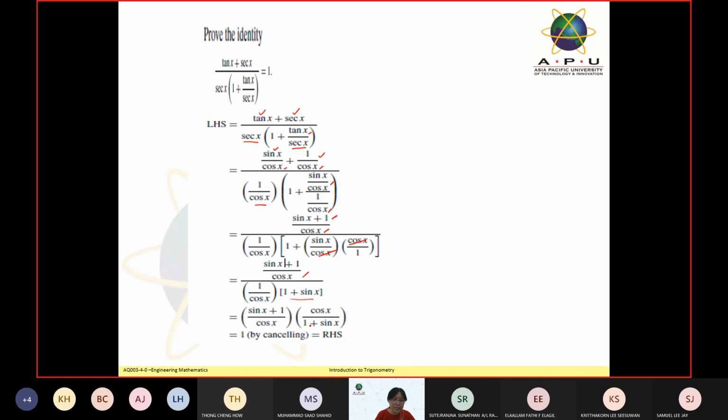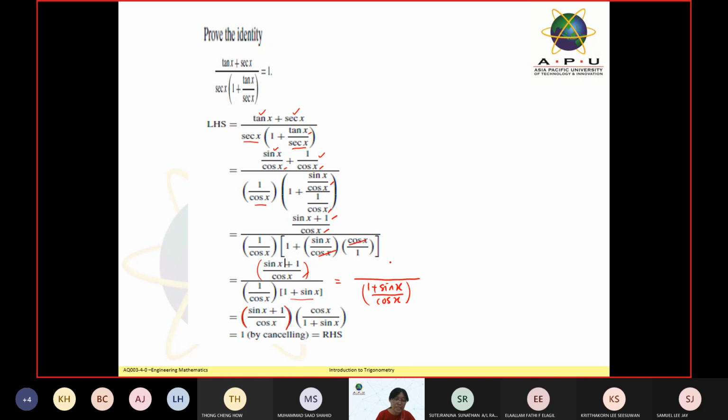So what is next? The one at the top is here. For the one at the bottom, if we take 1 over cos x times 1 plus sine x, the bottom we have 1 plus sine x over cos x. So this is the one at the bottom.